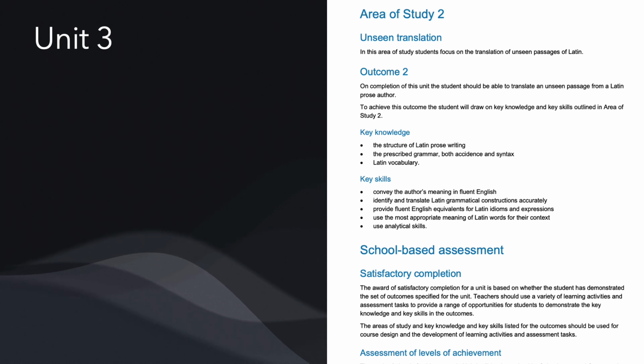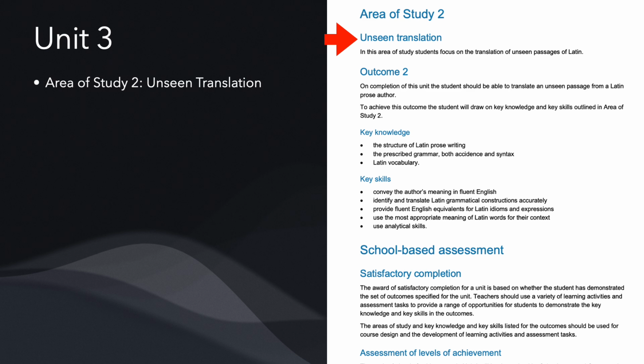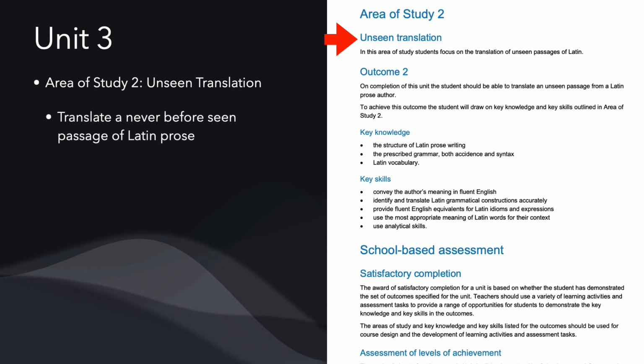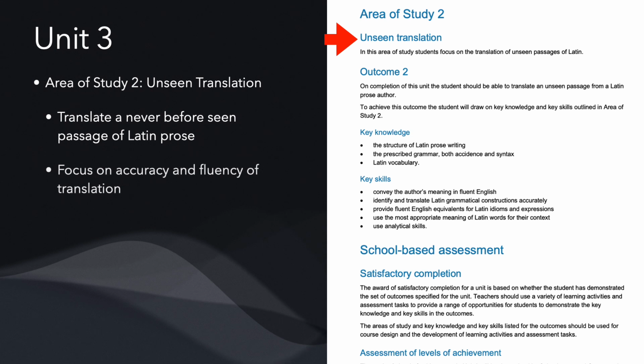Next part we're looking at will be area 2, which is unseen. Hopefully you've been doing some unseens in units 1 and 2, and this obviously continues on. So unseen, as you know, is translating a never before seen passage of Latin prose. The focus is on accuracy and fluency. So you want it to be accurate. You want to show that you understand how the grammar works, but fluent as well. So it can't be in stilted, horrible Latinese, halfway between English and Latin. Let's make it proper English.